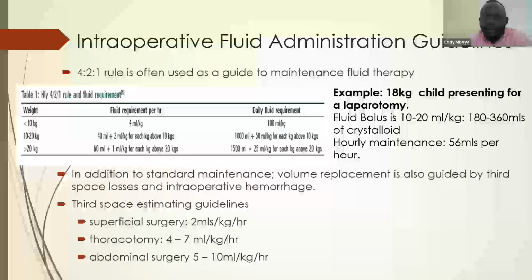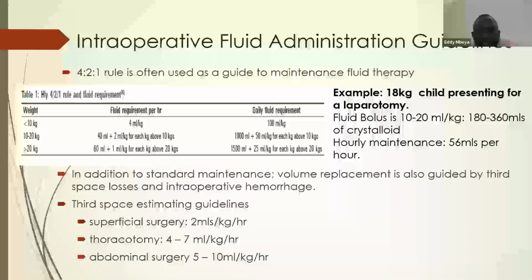But you remember to look at the child, you have to individualize the patient's care. How is this child as you are deciding on this? If a child was already dehydrated, you need to sort out the dehydration first before you work up your hourly maintenance. If there are ongoing losses, like a child undergoing surgery, there are cases where the evaporative loss is quite significant. Things like large laparotomies, some thoracotomies, the losses are as high as 10 mils per kg. You need to consider this as part of your hourly maintenance.